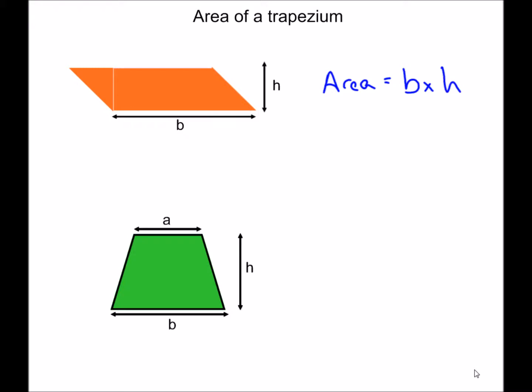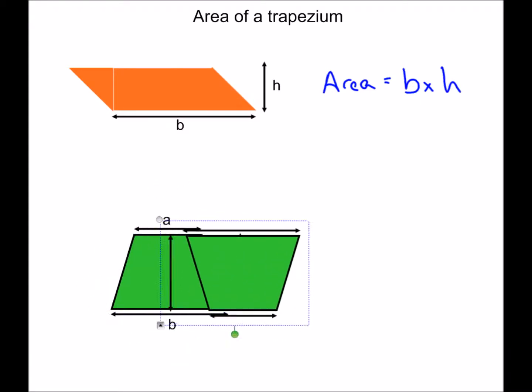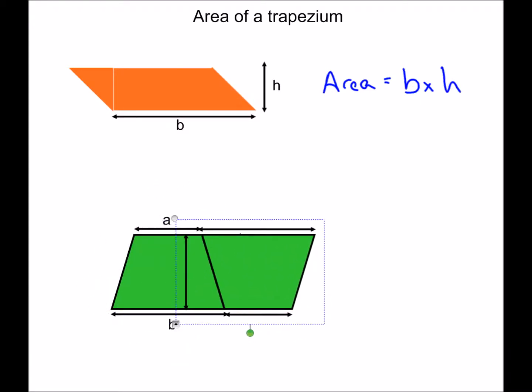The next thing that we're going to need is the area of a trapezium. So here we've got a nice green trapezium. I want to know what the area of it is. So what I'm going to do is take it and rotate it round. I'm going to slide it and put it next to itself. And now I've got a parallelogram. I know that the area of this parallelogram is base times height.